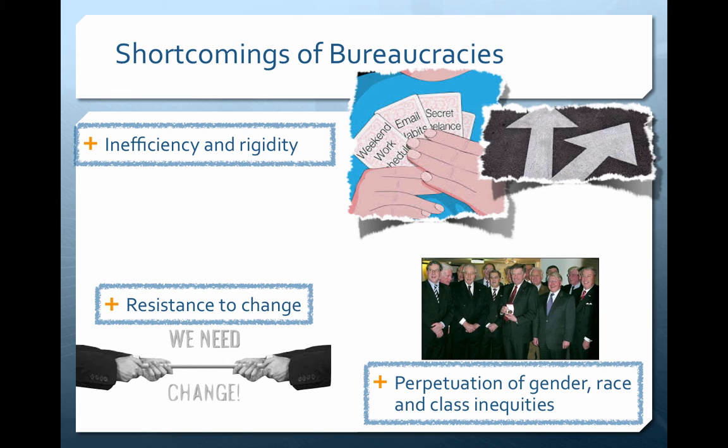And then one of the other elements about bureaucracies is that because they are made up of people and because they can be inefficient and rigid and resistant to change, there's a tendency to perpetuate inequities between gender, race, and class, because even though times change and their demographics change, the way that they do business oftentimes is much slower to change, and it has a tendency to perpetuate existing inequities.